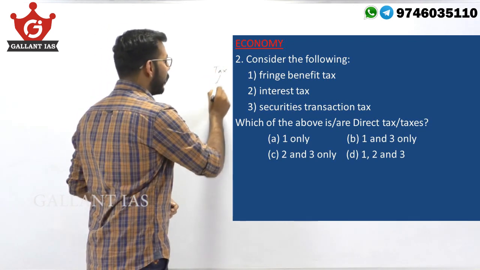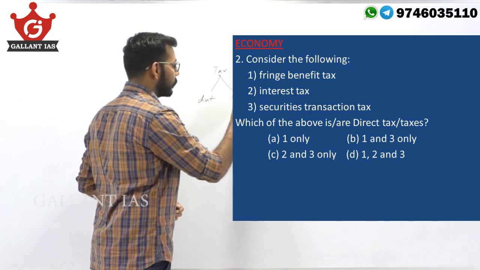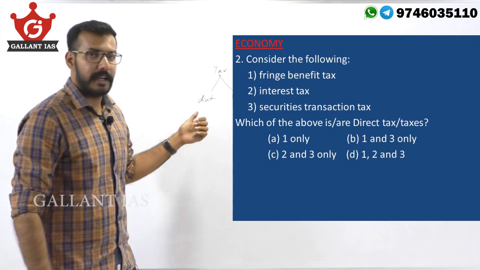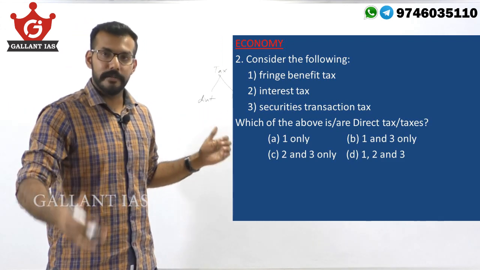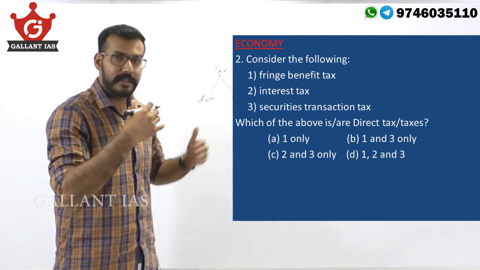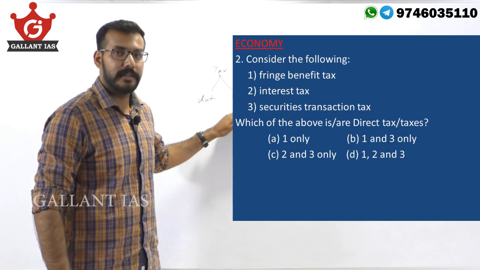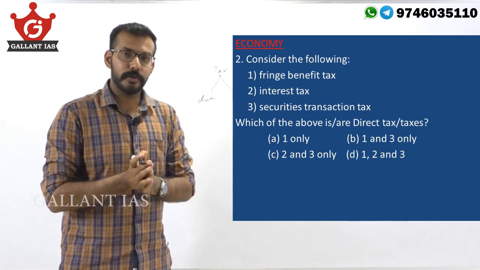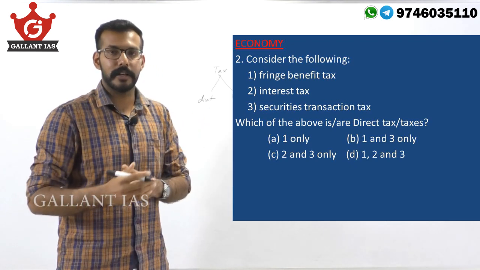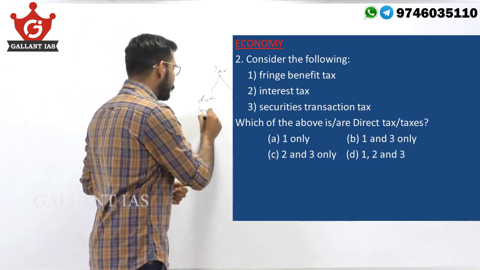And tax can be divided into two, direct and indirect. Under direct tax, a person on which it is imposed cannot transfer that burden to someone else. Under indirect tax, a person on which it is imposed can transfer the tax burden to some other party. Usually, direct tax includes income.